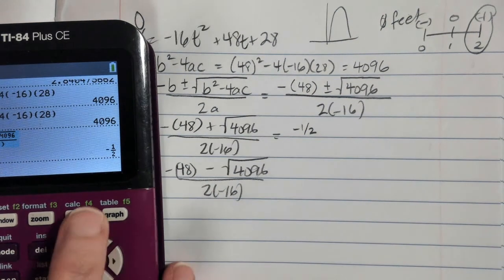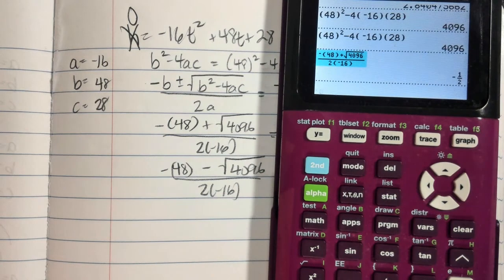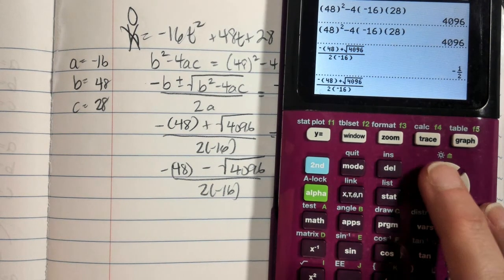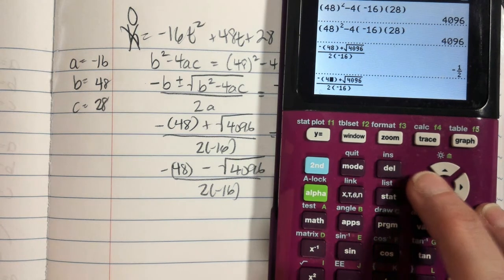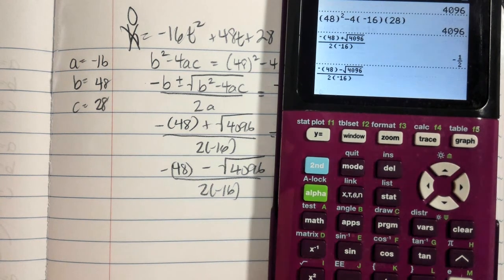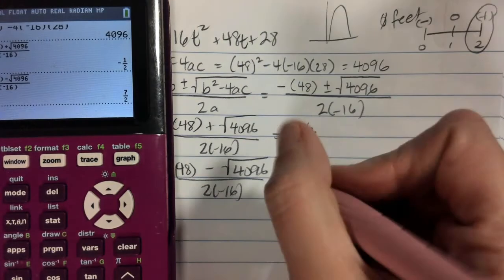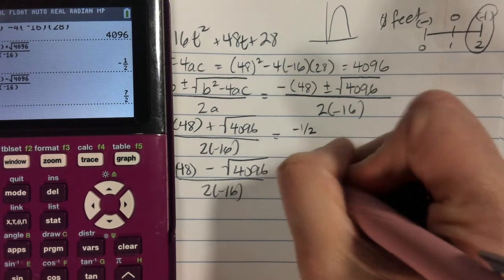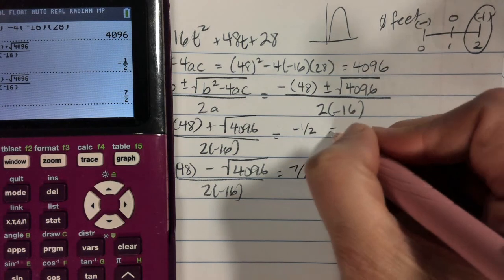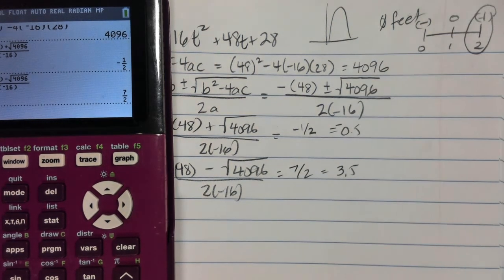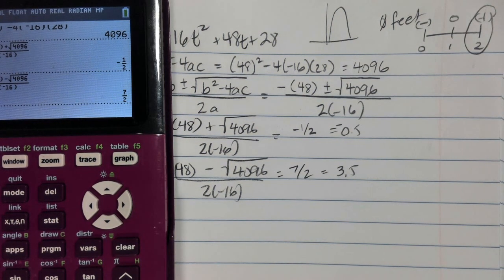Now I'm going to do that again, because remember, I want to copy that because I don't want to type it all in again, and I'm going to change it so that instead of saying plus 4,096, it says minus 4,096. And then I get 7/2, which is 3.5. And this is negative 0.5. Which one of these answers doesn't make sense for a real world situation?